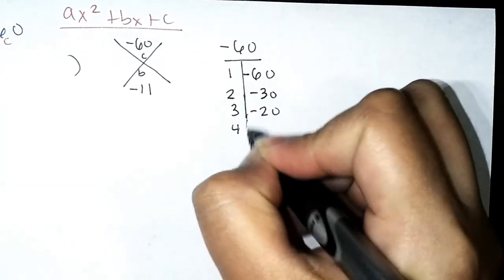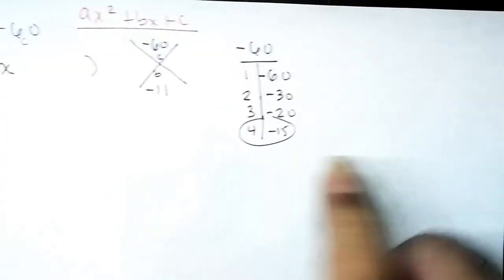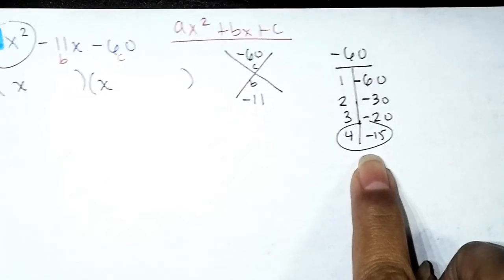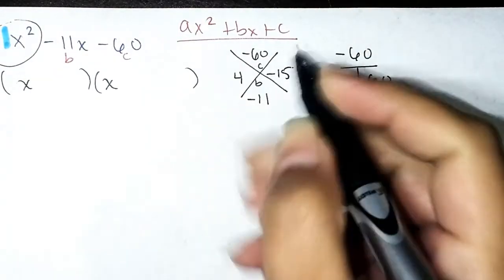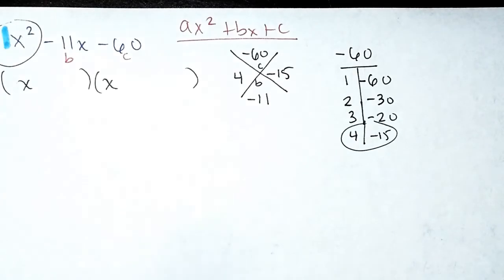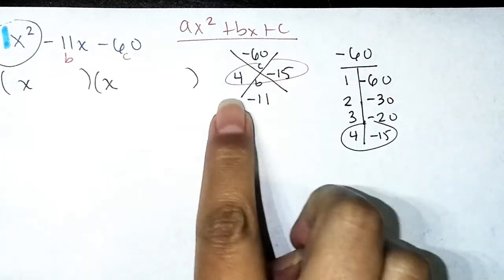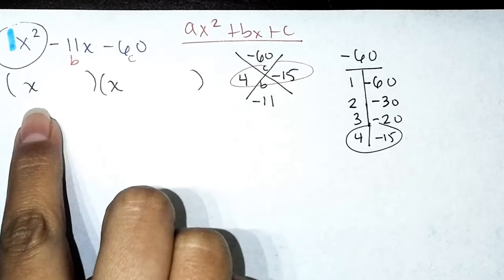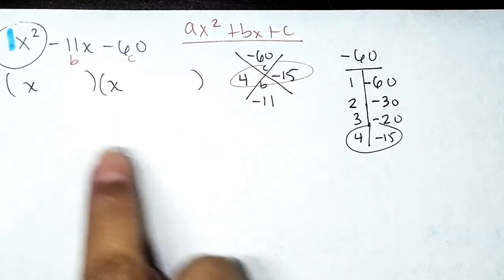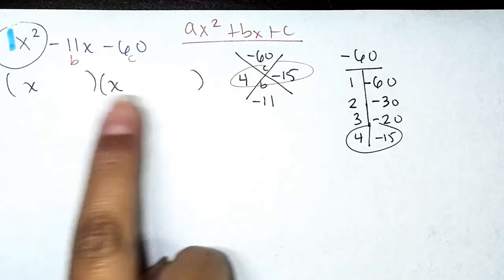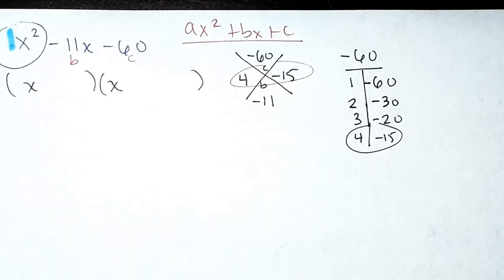So it's 4 and 15, and check it out. The sum of 4 and negative 15 is negative 11. So 4 and negative 15 are our winners. Remember, you're more than welcome to switch the sides. It doesn't matter. If you switch the sides, then your binomial factors will be flipped, and it's okay. So as long as you have both factors, you're good. The order doesn't matter.